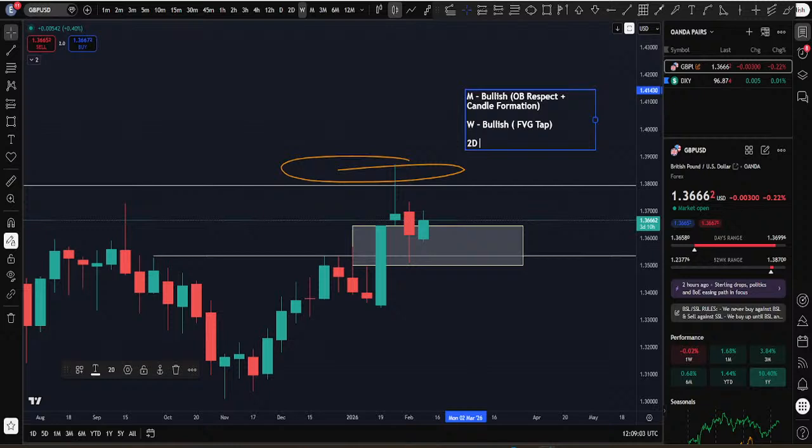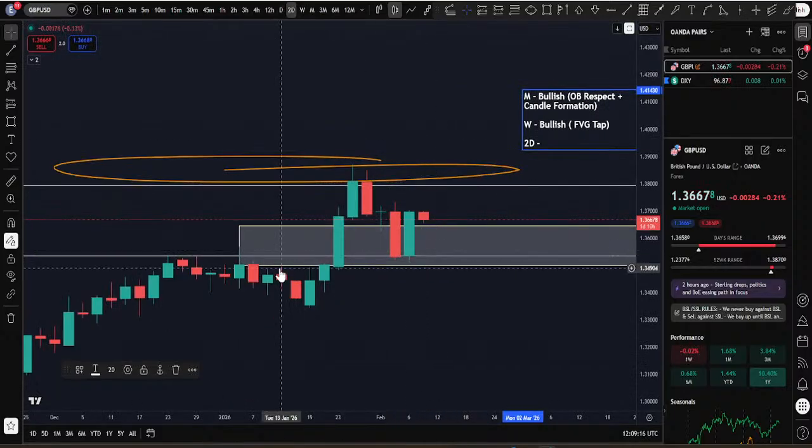2-day. And let's see what we get out of the 2 days. So I like this for the purpose of the FEG tap. So again, that's telling me we've tapped into the FEG and then price has continued higher for this week. Okay, so we go to the 2-day. What do we see? Brilliant.